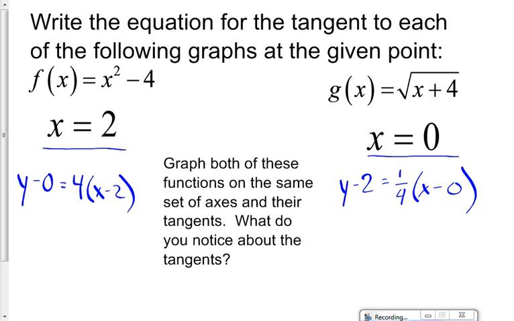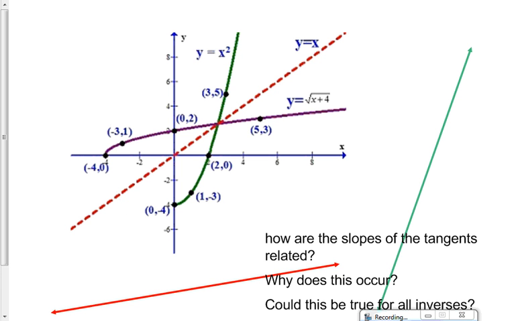I want you to take a look at the graph that I borrowed. This green graph right here is f of x. The purple graph is g of x. Based on that picture, how are f and g related?